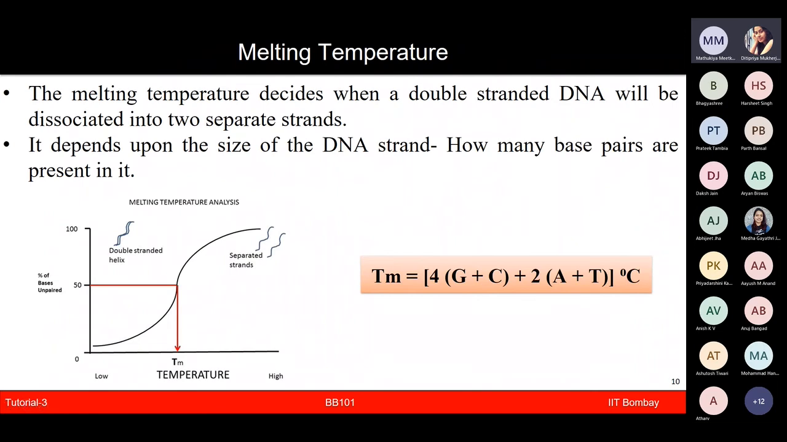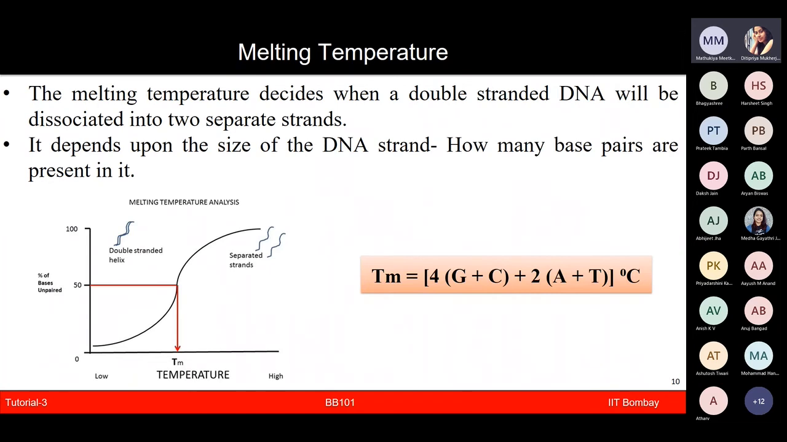So even in the previous class, we talked about the melting temperature of nucleotide sequences. It is necessary to design the primers, and it depends upon the size of the DNA strands and how many base pairs are present in it. To calculate it, it is 4 times the number of GCs and 2 times the number of ATs. That is how we calculate Tm for a particular stretch of DNA or primers.